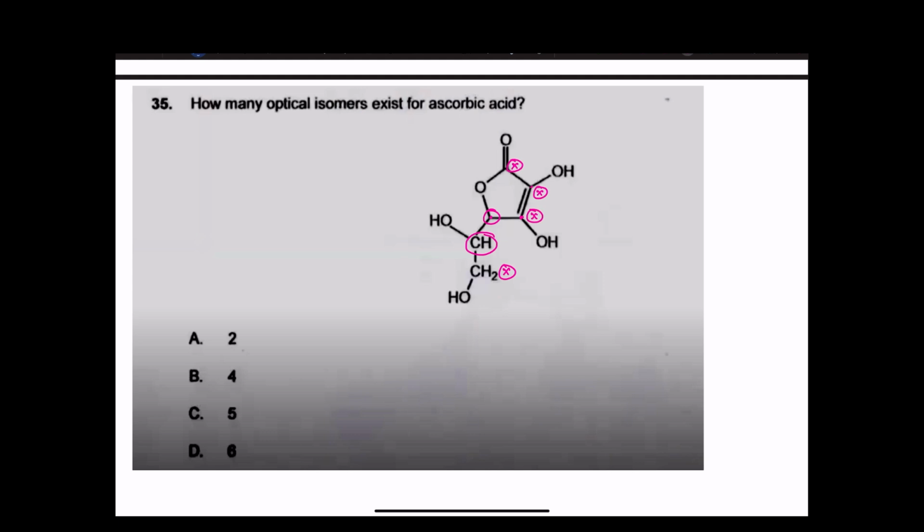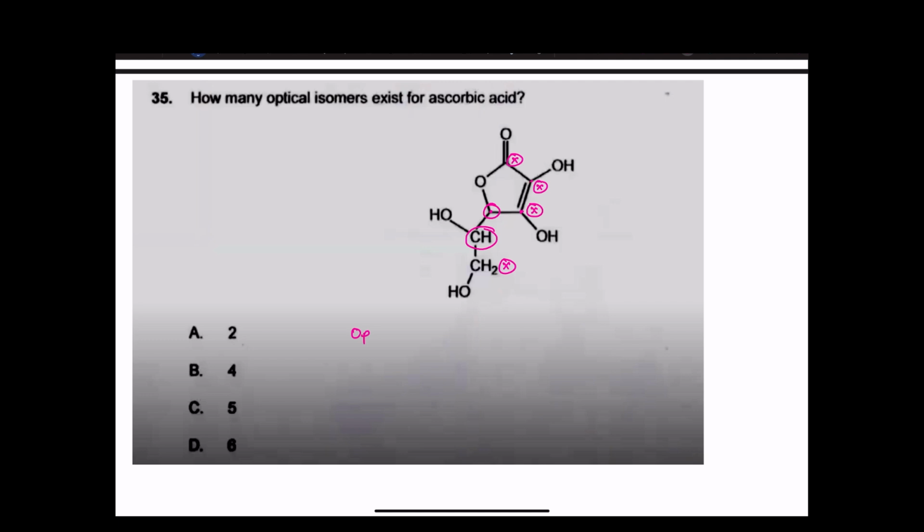So we have 2 chiral carbons. Number of optical isomers will be 2 to the power of n, or 2 squared, which is 4. Answer would be option B. Okay.